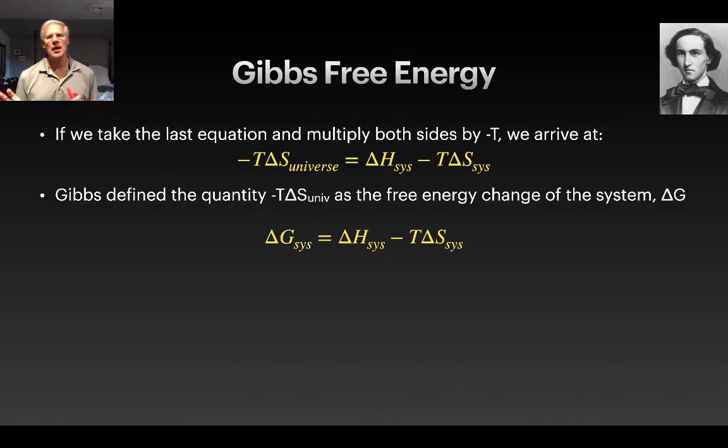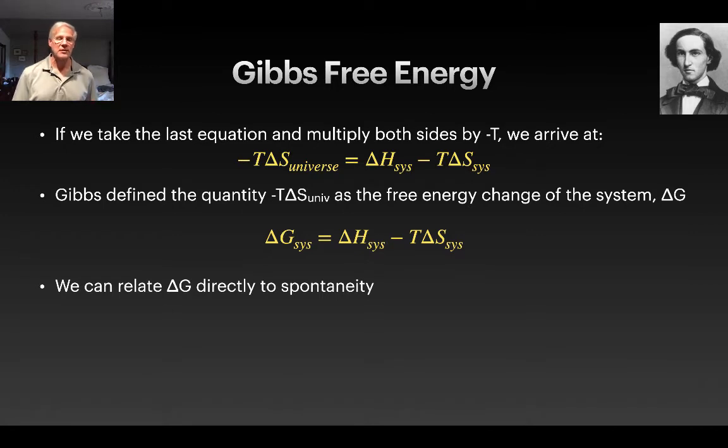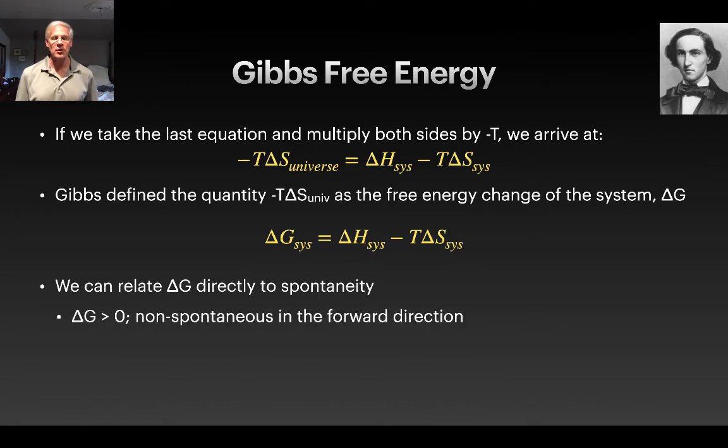Now Gibbs defined this quantity, negative T delta S of the universe, as the free energy change of the system, and it is named delta G. So what we have is that the delta G of the system, the free energy of the system, which is the negative T delta S of the universe, is equal to delta H system minus T delta S of the system. This is a very handy equation to use to determine spontaneity, because we can relate the sign of delta G directly to the spontaneity of a reaction.